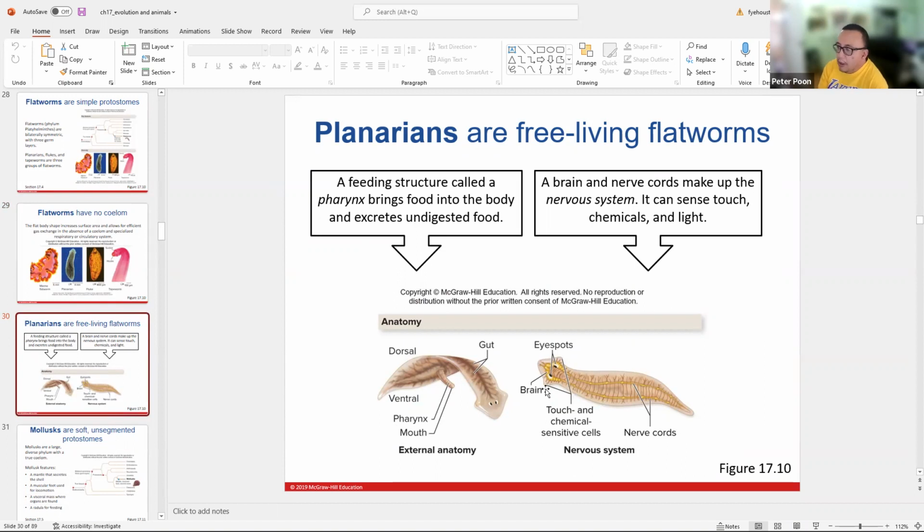So they're a very simple organism here. The brain and nerve cord make a nervous system that can detect chemicals and light.